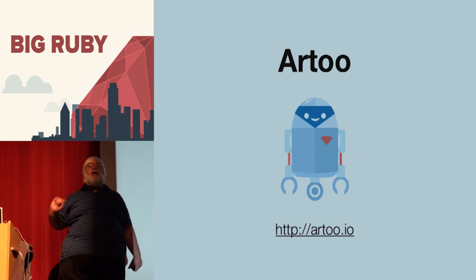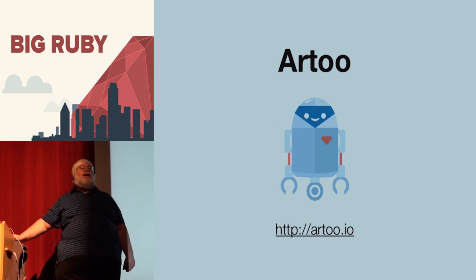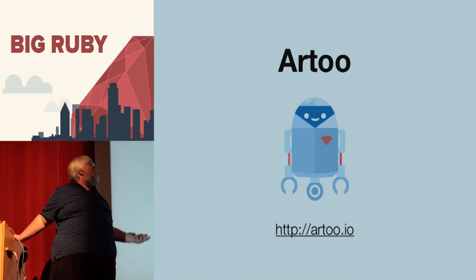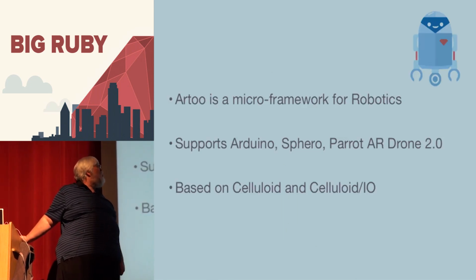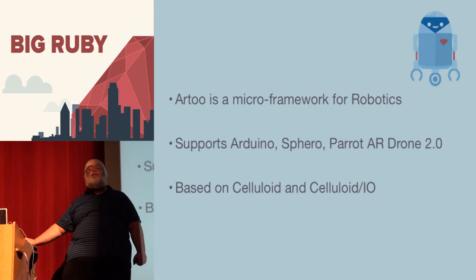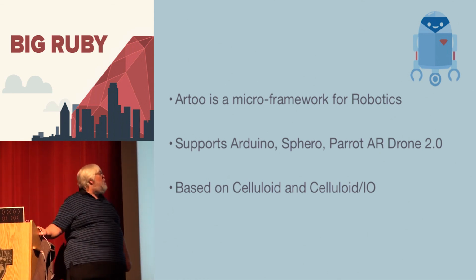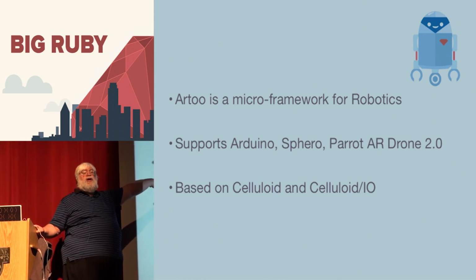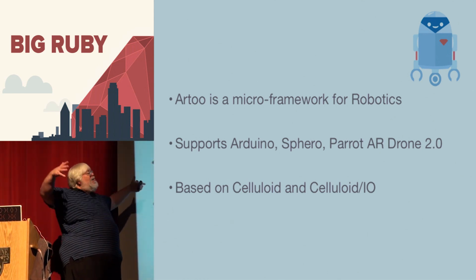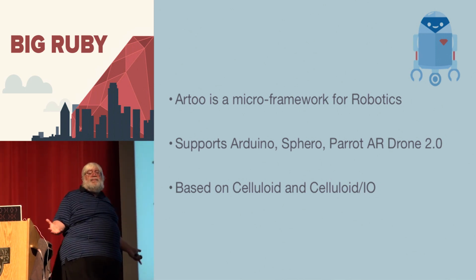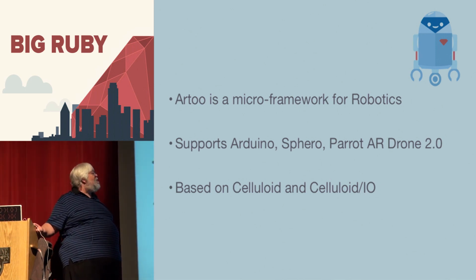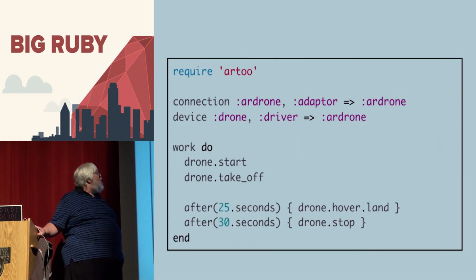So Ron did the closing keynote at the conference, and he got up and he introduced the R2 library. R2 is a micro framework for robotics written in Ruby. It supports talking to Arduinos, Spheros, and Parrot AR Drone 2s. Excellent! That's exciting. And you know what? It's based on Celluloid and celluloid.io. So it uses that solution there.